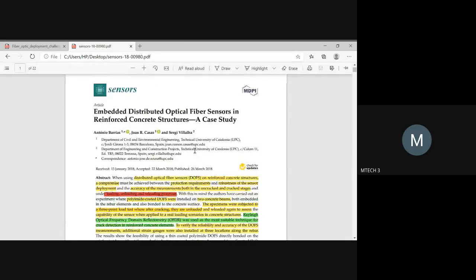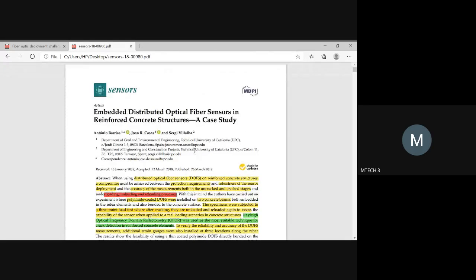In this aspect, here you have a research article on embedded distributed optical fiber sensors, where they were used in reinforced concrete structures. So this is focusing on civil structural applications, a case study, right? It was published in 2018. You know that sensors are everywhere throughout the world. It has its own market.